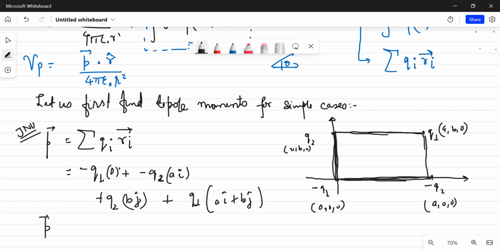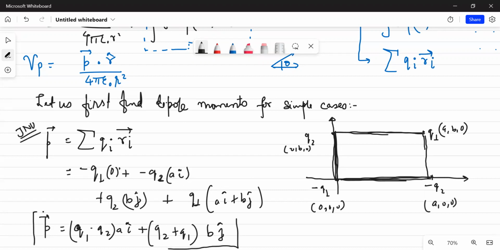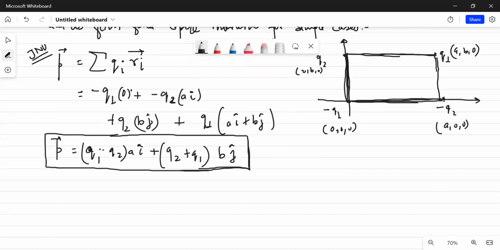So your p vector is: the i cap terms give minus q2 a plus q1 a, that is q1 minus q2 times a i cap, and the j cap terms give q2 plus q1 times b j cap. Is that clear or not clear? Yes, sir. Okay, I'll write the minus here, not the minus there.